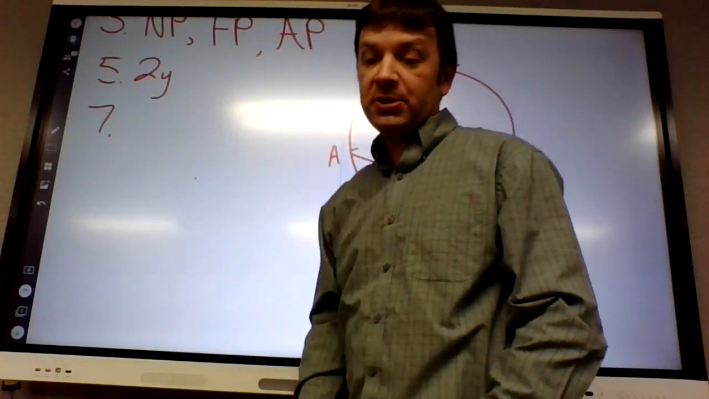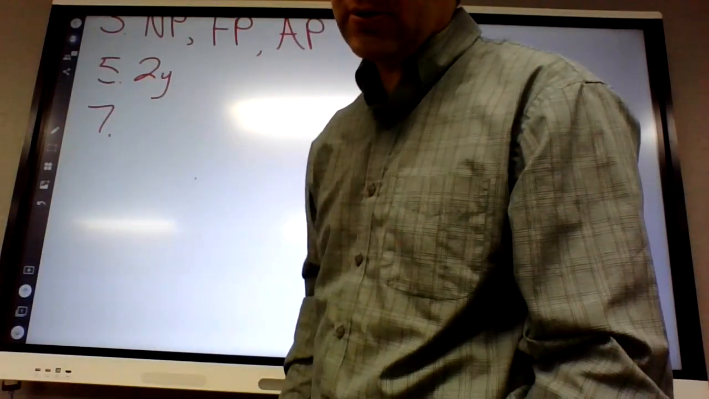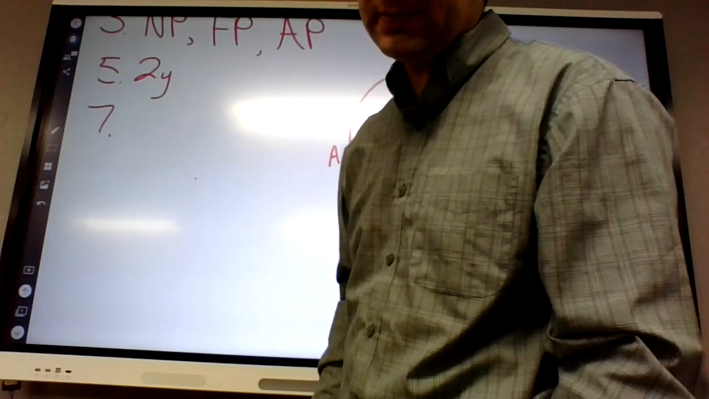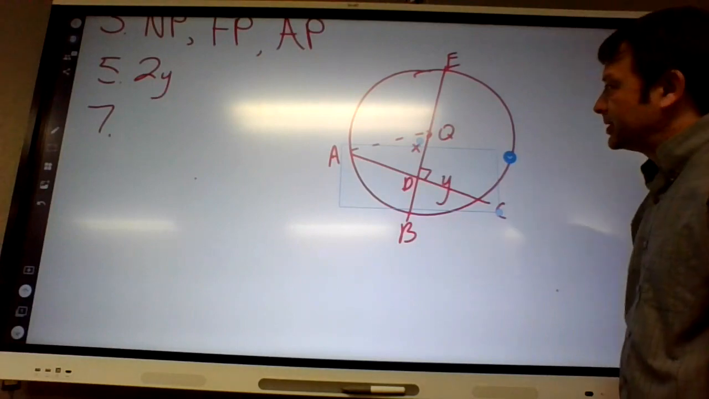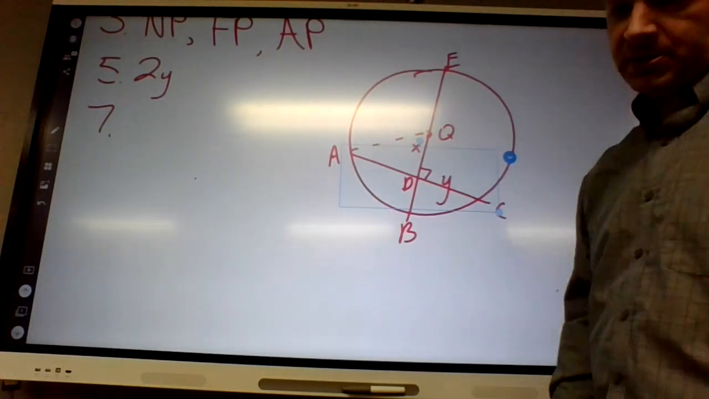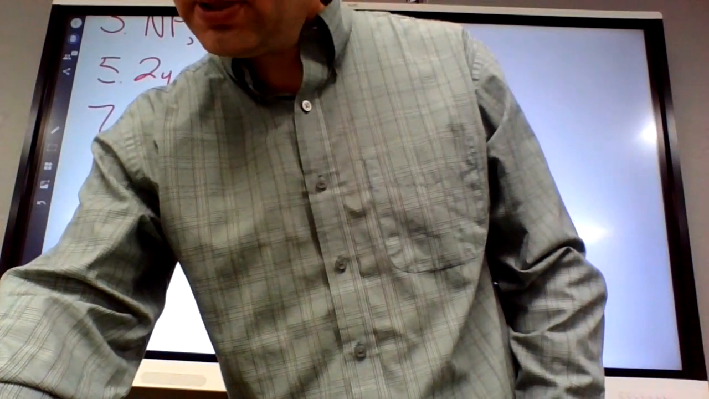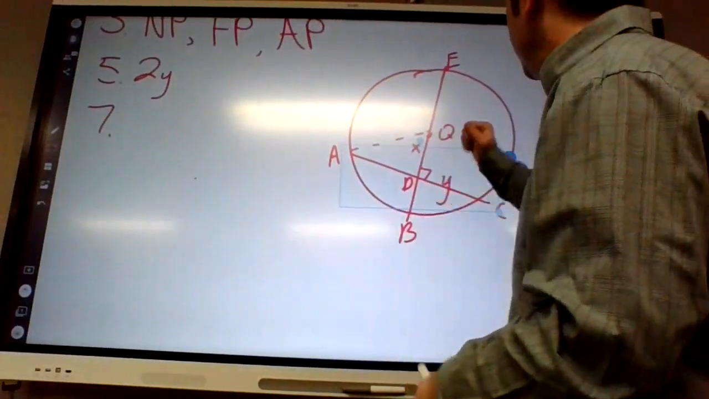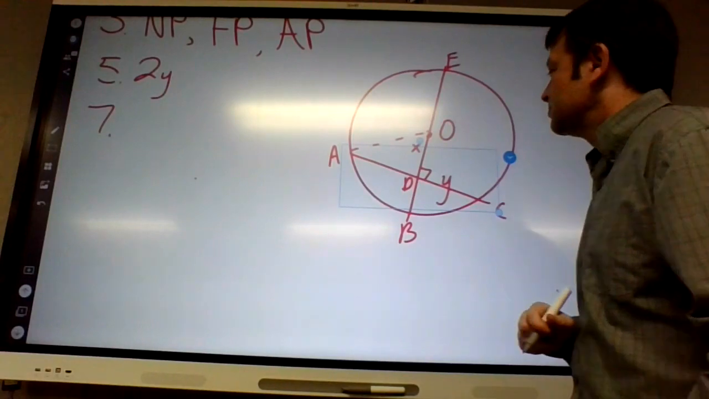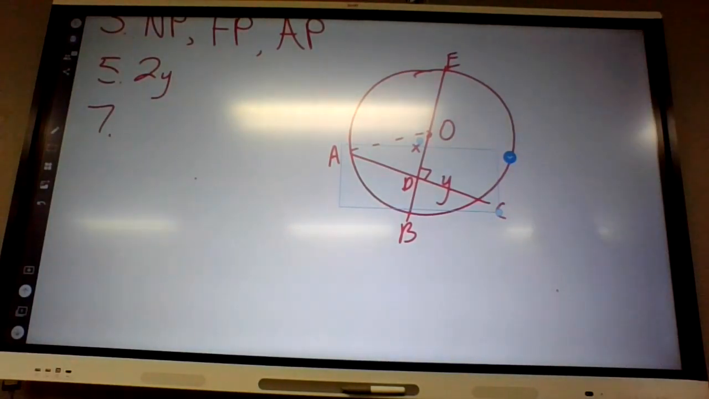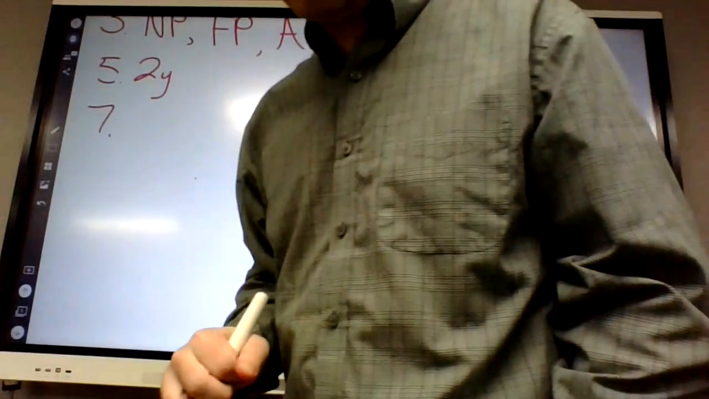Okay, number 7. How long is OE? Okay, yeah, that's a little bit of a trick here. Oh, it says OE. Oh, I thought the center was a Q. It's just an O. O is not the best letter to use because it looks like a 0.